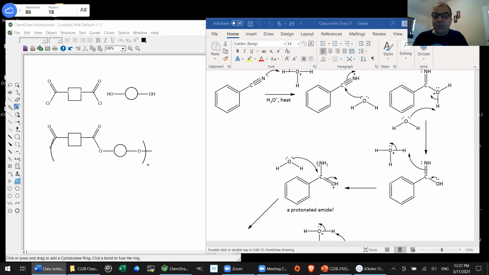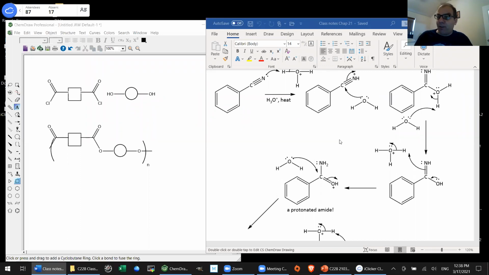You could also draw it with a single bond to oxygen, double bond to nitrogen, and plus charge on nitrogen, for instance. And I think there's at least one other resonance form that has the plus charge on carbon. And remember, whenever you're looking at a resonance stabilized intermediate, you can in principle use any of those resonance forms in your mechanism.